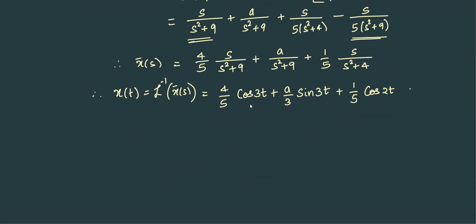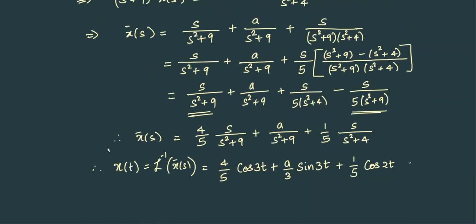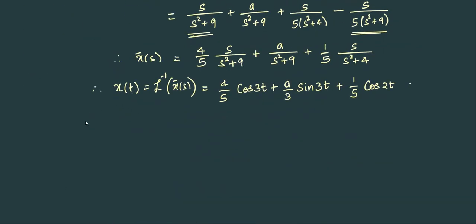Only thing, a is unknown. One more condition we have to use, which we have not used, is the value of x at pi by 2 is -1. So now x at pi by 2 is equal to -1. So we get, substitute 4 by 5 cos of 3 pi by 2. Cos is 0 at odd multiples of pi by 2.